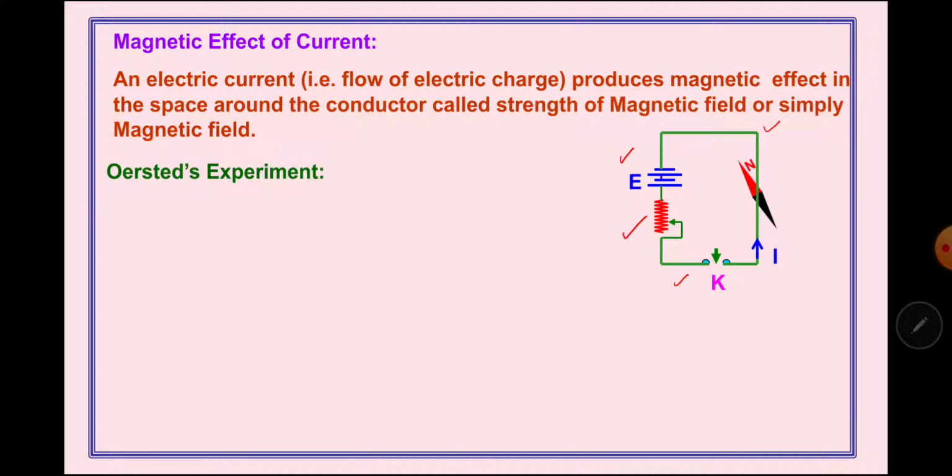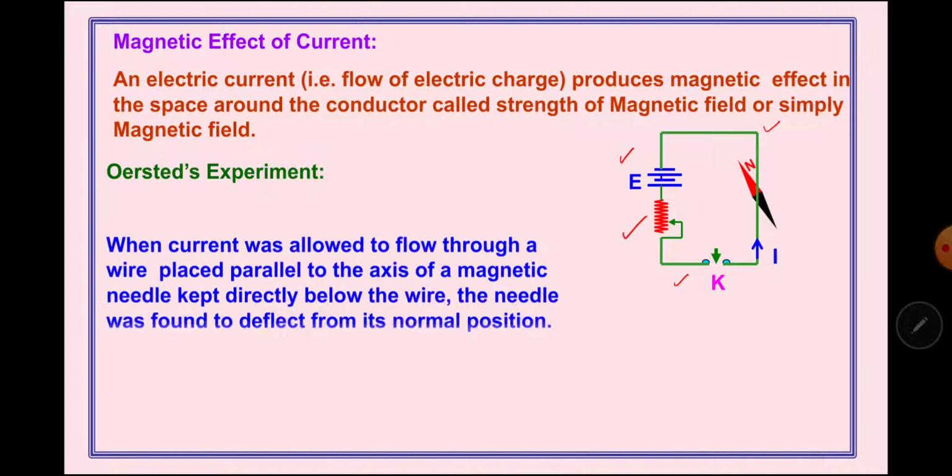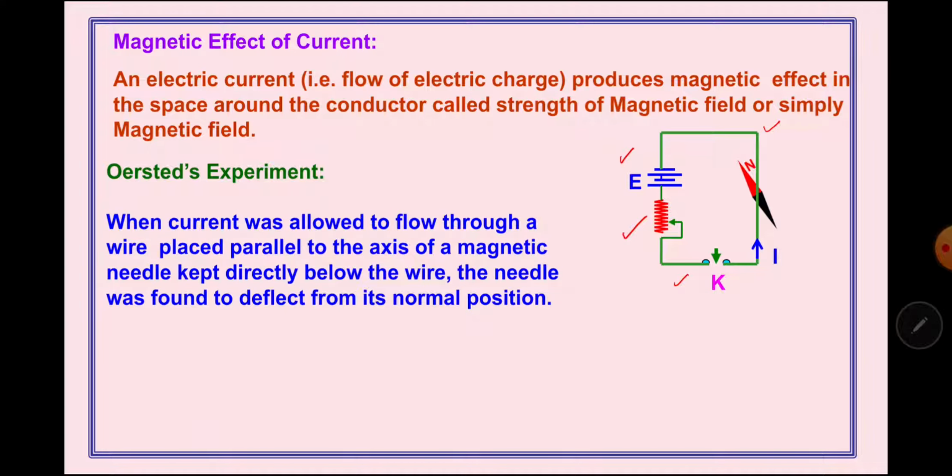So students, what you can see, when the key was closed, current started flowing and the north pole of that magnetic compass got deflected. That deflection clearly indicates that there is some magnetic field present here because of the flow of current. That has shown that magnetic effects of current are actually present. So when the current was allowed to flow through the wire placed parallel to the axis of the needle, kept directly below the wire, the needle was found to deflect from its normal position. That showed that the current carrying conductor was having magnetic influence.